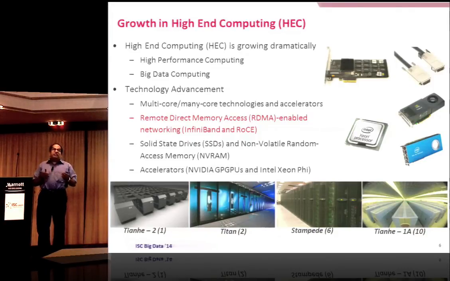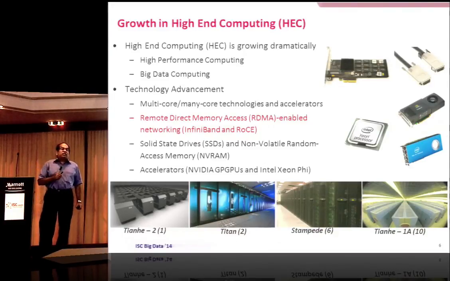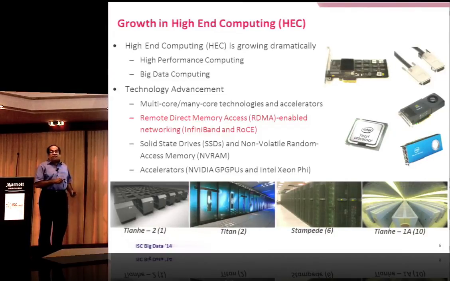So now let's see what is happening on the HPC side. I think many of you might know, HPC has been growing dramatically in the last several years, both trying to achieve high performance computing as well as big data computing. And the components, if you look within these systems, like any of these large-scale Top500 systems such as Tianhe-2, Titan, Stampede, Tianhe-1, we of course have multi-core and many-core technologies, and a lot of these are using remote direct memory access, or RDMA, which started with InfiniBand and is gradually moving into other technologies like RoCE, iWARP, etc., and of course SSDs and accelerators. So these components are coming in these modern systems.